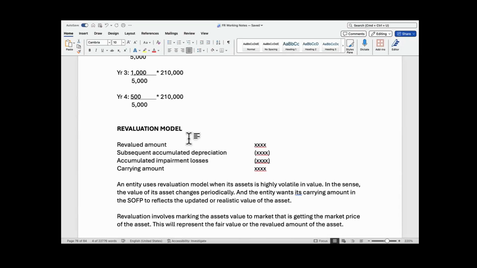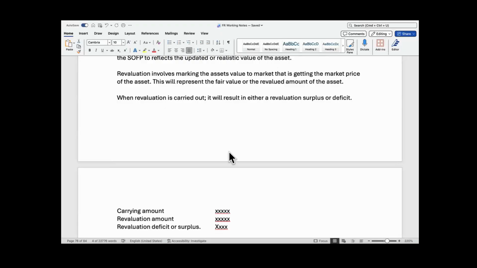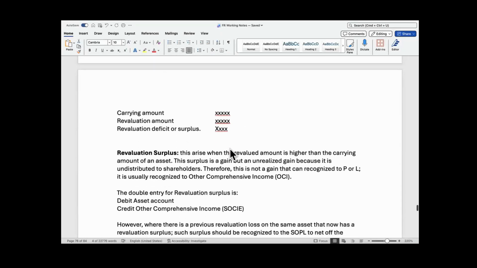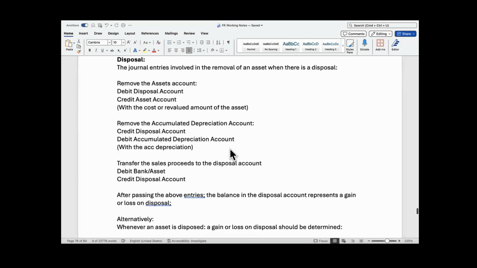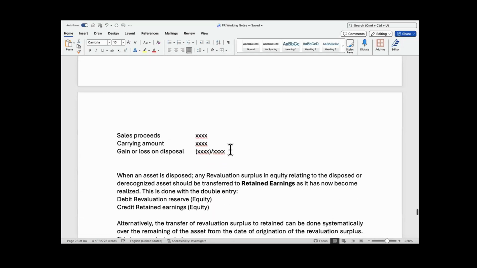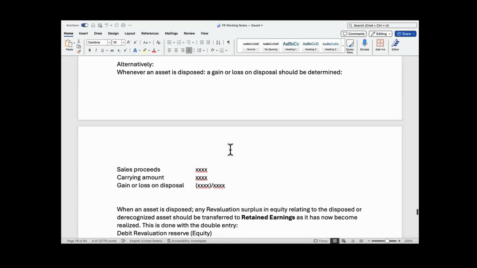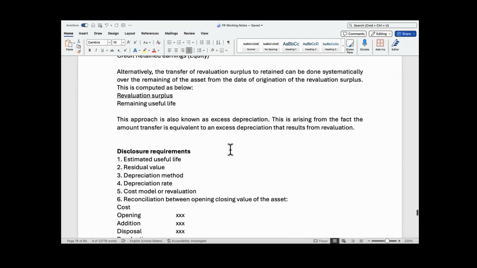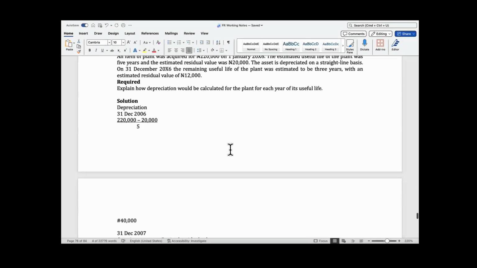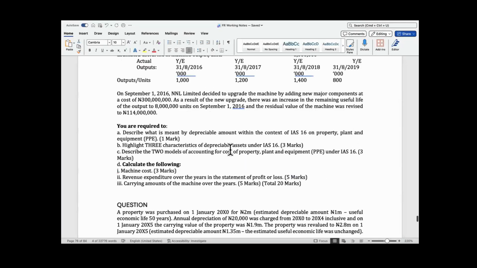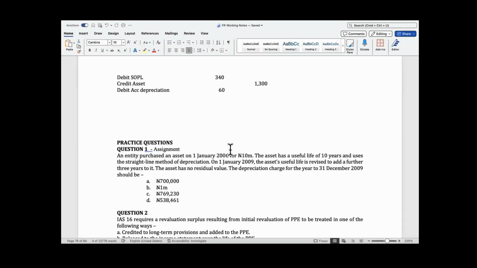We then learned about the revaluation model. Now, when you revalue, we usually have a revaluation surplus or deficit. We looked at the double entries and examples. Then disposal, how to calculate gain or loss on disposal, and disclosure requirements. And we solved some corrections later in the evening. So we did a lot.